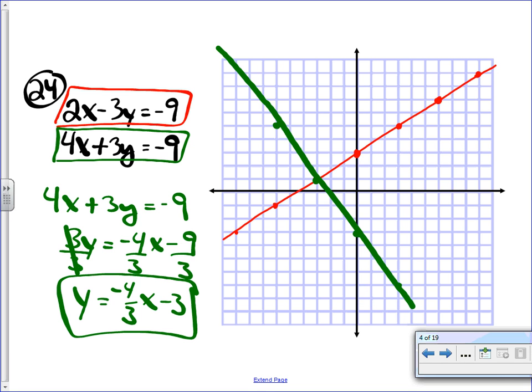And what I want to do is find that point of intersection. That point right there. That ordered pair is what? Negative 3, positive 1. So there's our answer to number 24. All right, so that's the graphing method.